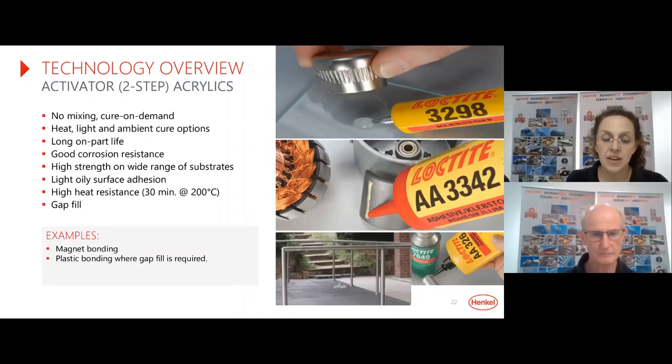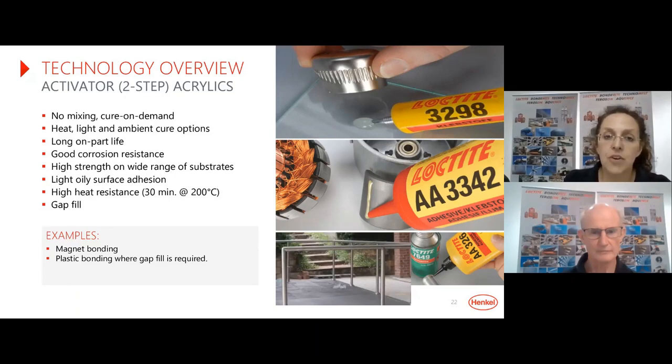Okay, so we move on now to the two-step acrylics. Now these are materials where the way they work is you spray on the activator, which is a solvent-based material, and then you apply the adhesive to the second substrate. And they only cure when you bring these two parts together. So it's got a long on-part life, and it's effectively a cure-on-demand system. So it's got lots of different applications.